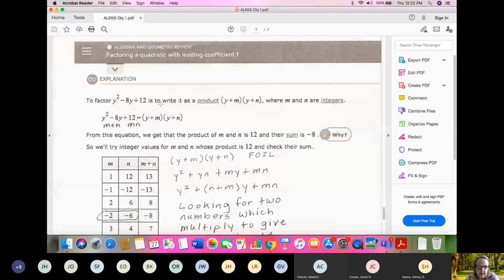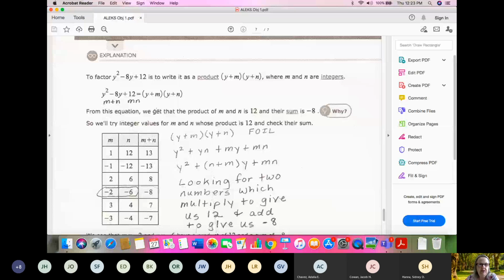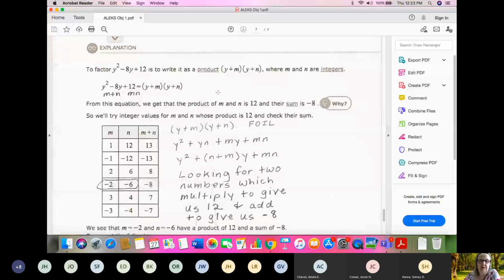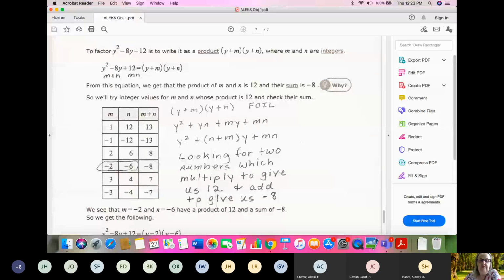So what we are attempting to do when we factor is write y squared minus 8y plus 12 as the product of two factors. Factors are multiplied. There's an understood multiplication symbol here. So what on earth do we do? We're going to verify at the end that the process worked. We're looking for two numbers which multiply to give us 12.